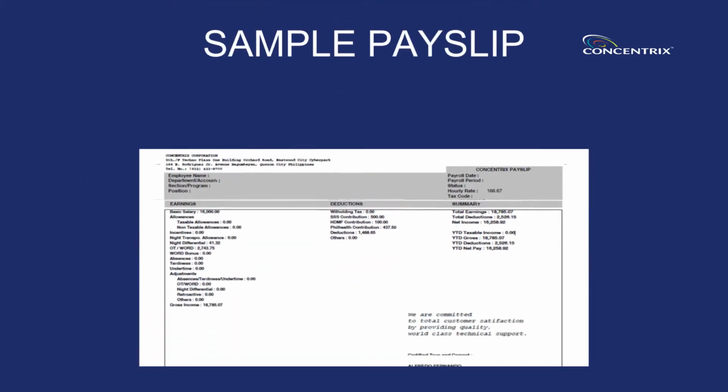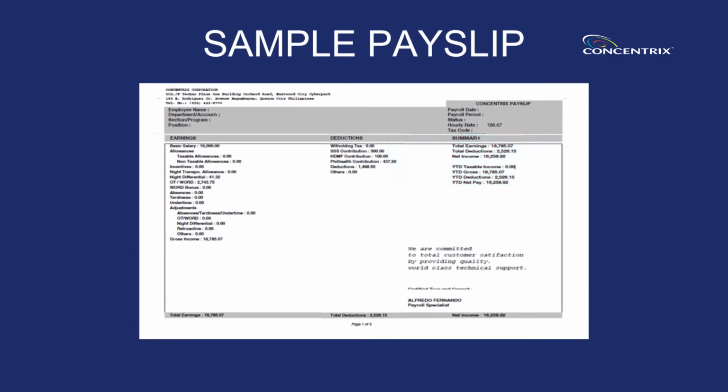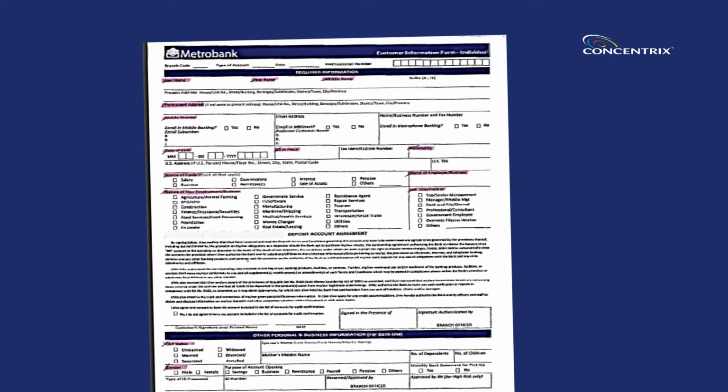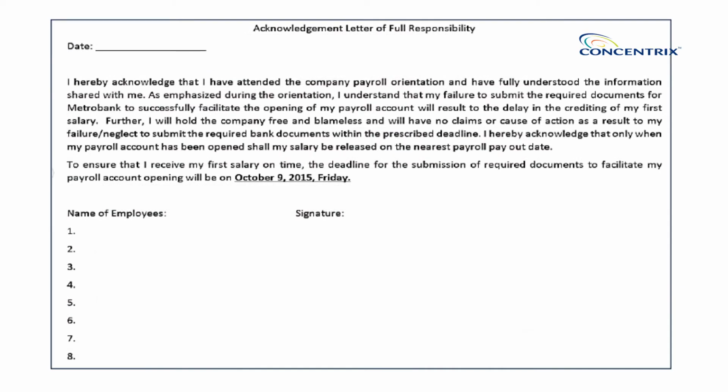We've attached a sample payslip for your reference. On the summary page, you'll see the list of all earnings and deductions and also the year-to-date status of your earnings, deductions, tax, and net pay. You can also see a sample Metrobank form. Please read, understand, and sign our acknowledgement letter of full responsibility.